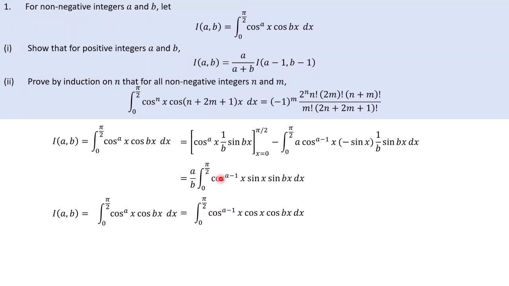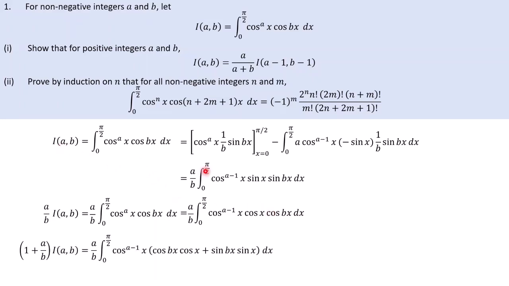We want to find a way to add these two. So let's multiply throughout this equation by a over b. So we have this expression here. And now we can add equation 1 to equation 2. We have 1 plus a over b of I. And now we have this integral where the cosine is here and then plus the sine part here.